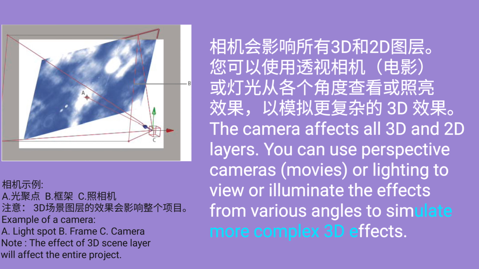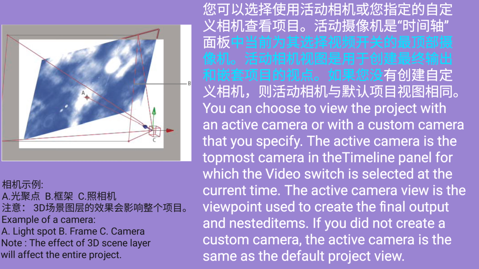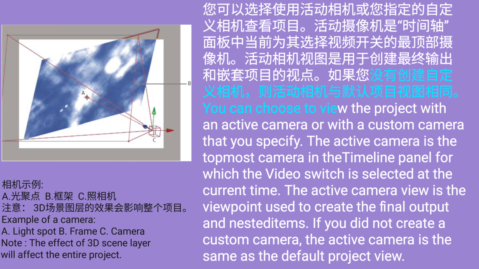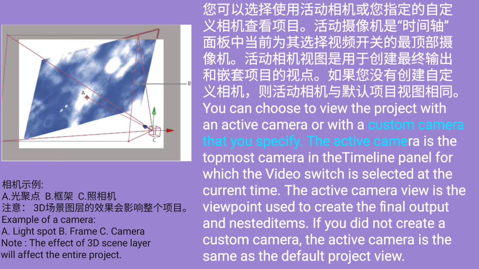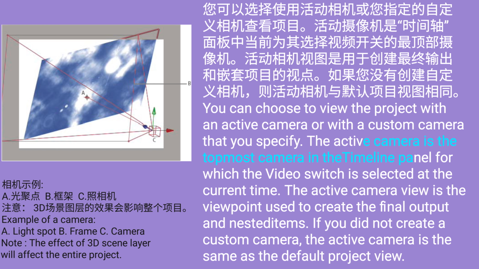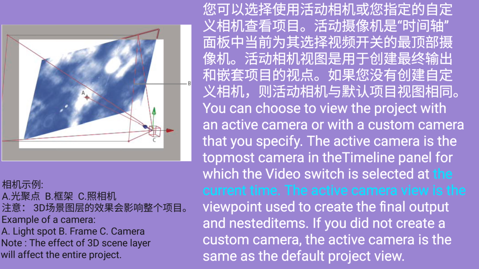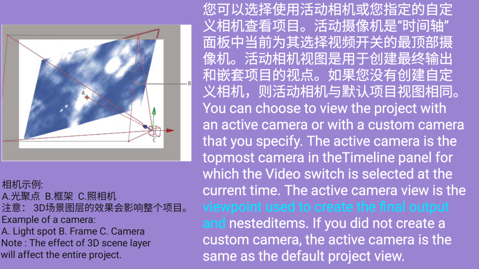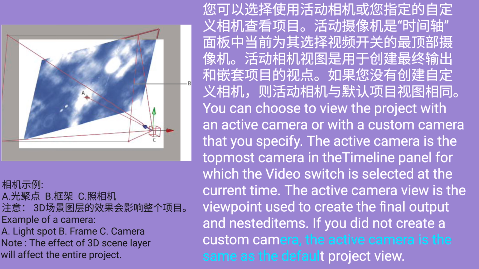complex 3D effects. You can choose to view the project with an active camera or with a custom camera that you specify. The active camera is the topmost camera in the timeline panel, for which the video switch is selected at the current time. The active camera view is the viewpoint used to create the final output and nested items. If you did not create a custom camera, the active camera is the same as the default project view.